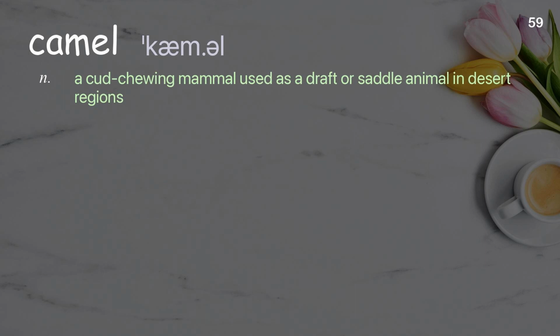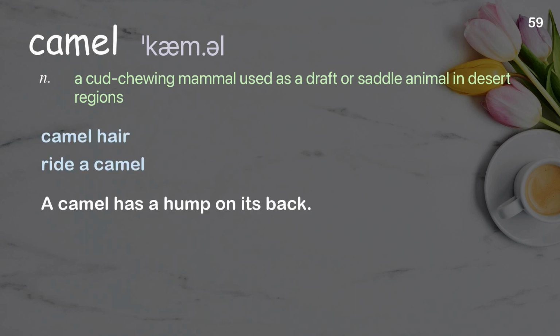Camel. A cud-chewing mammal used as a draft or saddle animal in desert regions. Examples: camel hair, ride a camel. A camel has a hump on its back.